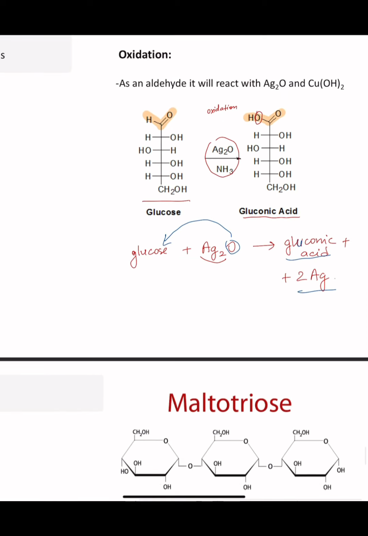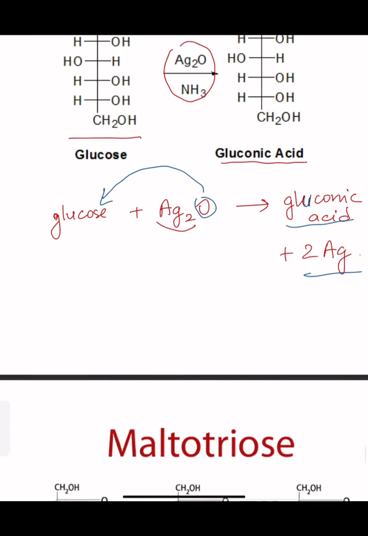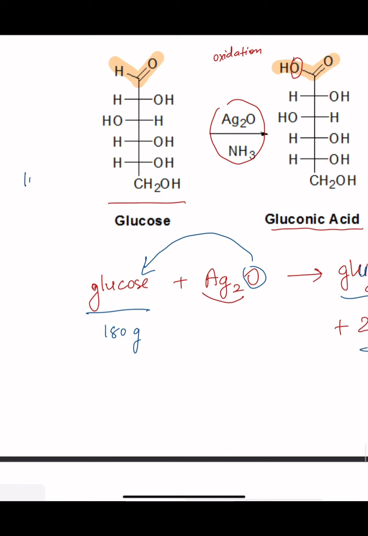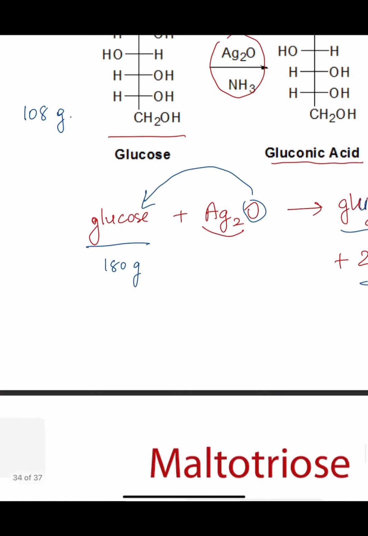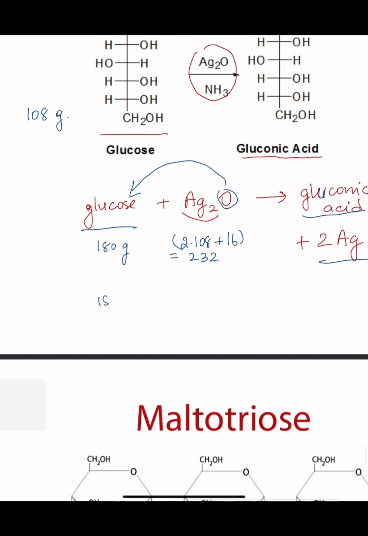Now, let's say we want to do a calculation. I have glucose, which is 180 grams. And silver, if you look up in the periodic table, is 108 grams. So I have 2 silvers, meaning that 2 times 108 plus oxygen, which is 16, is going to be 232 grams, right? So 180 plus 232 grams.